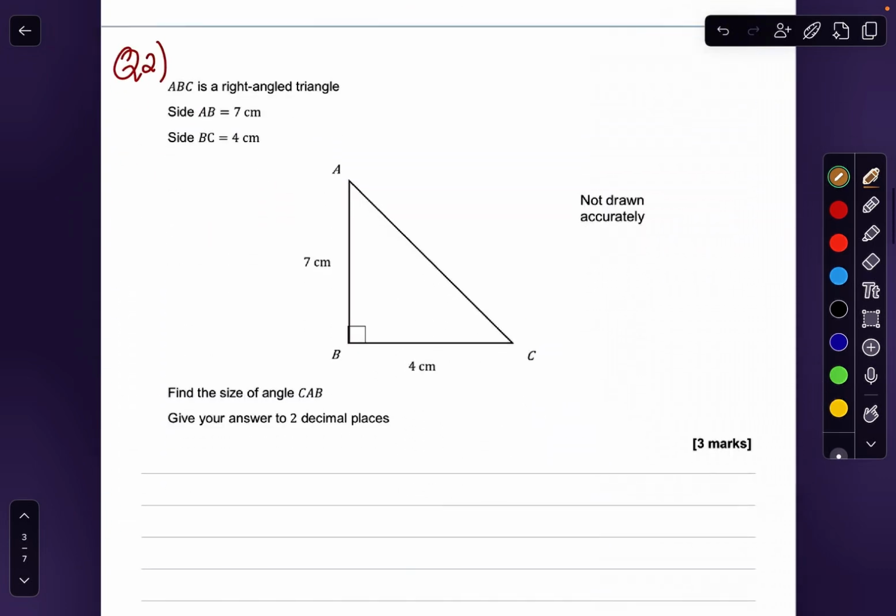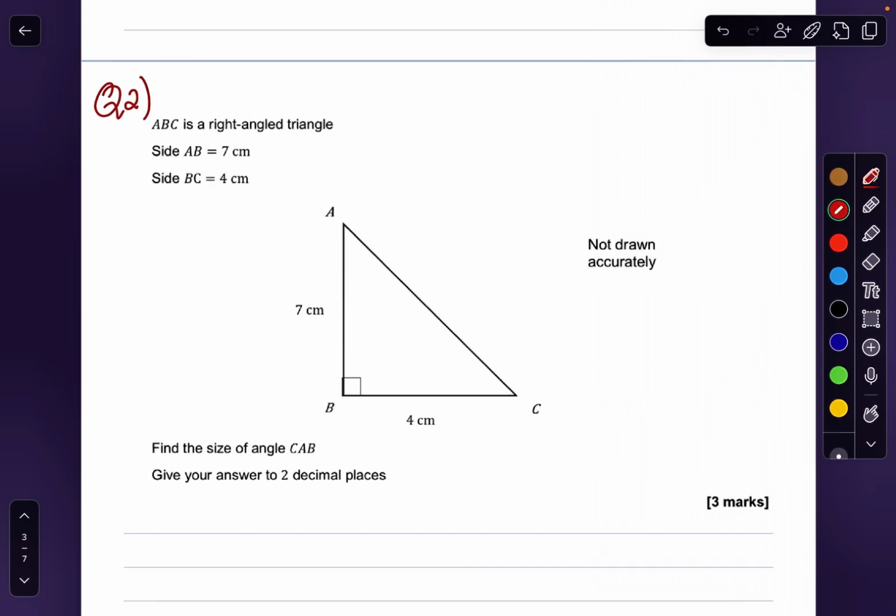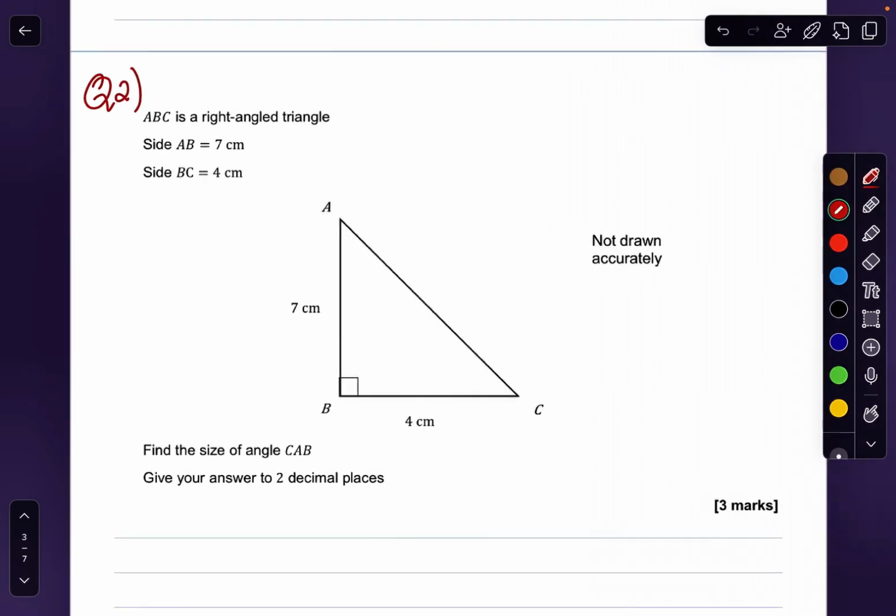Moving to the second one, they have given ABC is a right angle triangle. Again, we know that side AB is given, that's 7 centimeters, and side BC is given, that's 4 centimeters. What we are finding out is the size of angle CAB. It means the angle we are finding is over here at the top. As we are finding the angle on the top, the theta here is going to be this one.